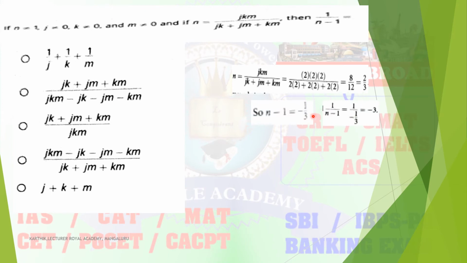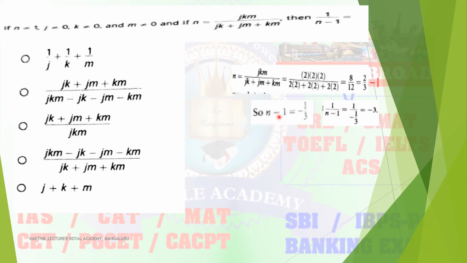Then n minus 1: how much are you getting? n minus 1 is 2 by 3 minus 1, which gives minus 1 by 3. Then what is the expression? 1 by n minus 1. You already determined n minus 1, which is minus 1 by 3.